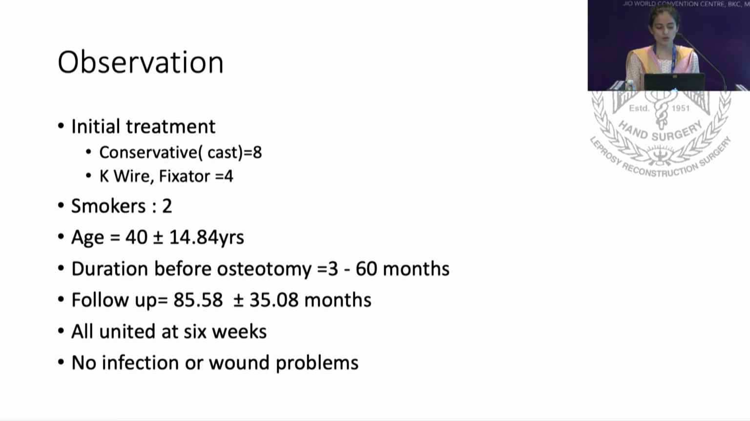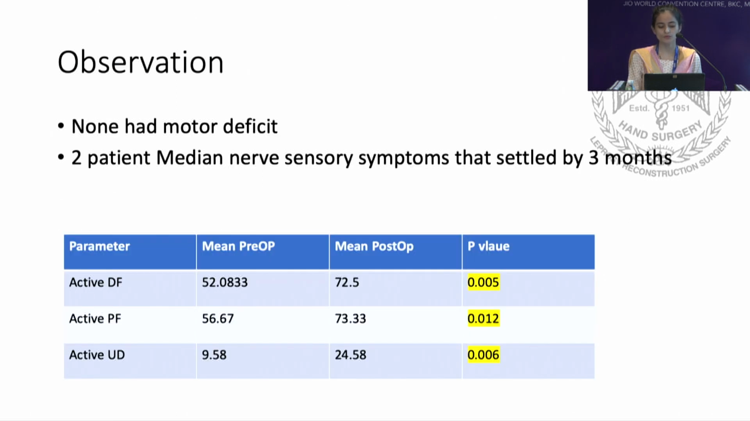There were 2 smokers, with an age in our study of 40 plus or minus 2. Duration before the osteotomy was 3 to 6 months with a mean follow-up of 85.58 months. All united at 6 weeks, and no infections or wound problems were noted.